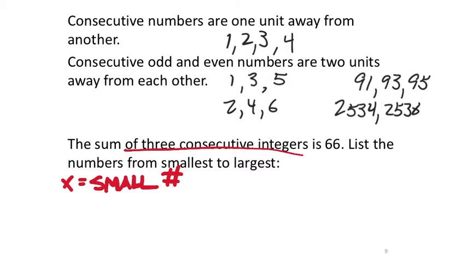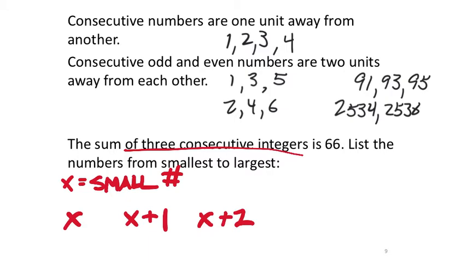So, x for me is the smallest number, so I take my small number. Now, I'm looking at consecutive integers, which is one after another, and that's important because since this is the smallest one, x, the next number that's bigger would be one more than that. So I take x and add 1 to it. That would be the second number. The third number then, I'm going to relate to the smallest number, which is x, but now it's 2 away from it. So I add 2 to that.